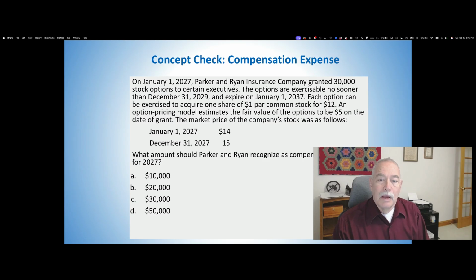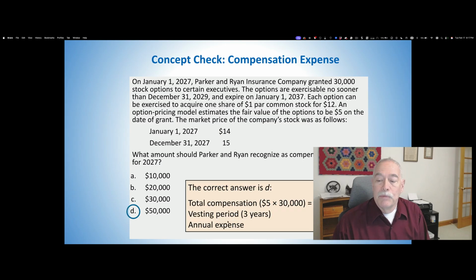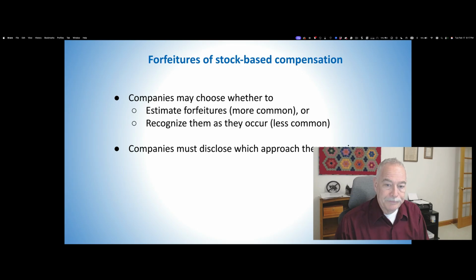Now, look at the period between the grant date and the date that they can earliest exercise them. That is usually the service period: 27, 28, and all of 29, 3 years. So we figured $150,000 is the total compensation over the 3 years, and that's going to give us 50,000 per year. 150,000 divided by 3 is 50,000.